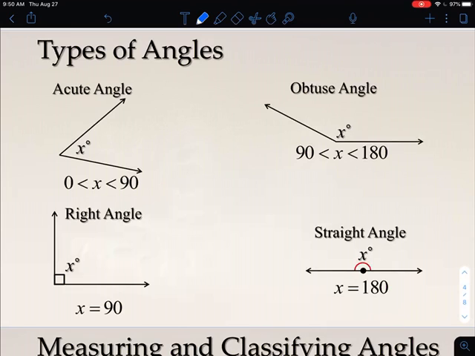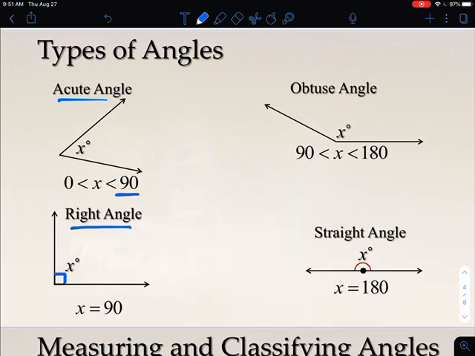As far as types of angles, this should be pretty straightforward. These are things that you guys have already worked with before. The acute angle is any angle less than 90 degrees. So anything up to 90 degrees would be considered acute. When you hit 90 degrees exactly, you hit your right angle.